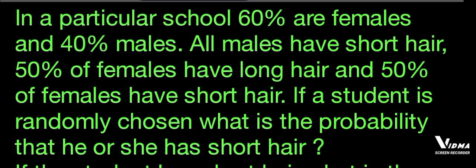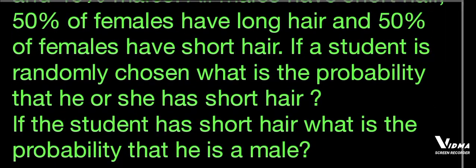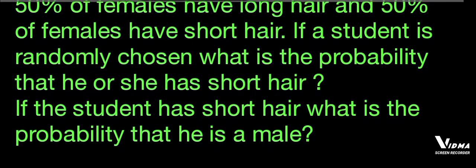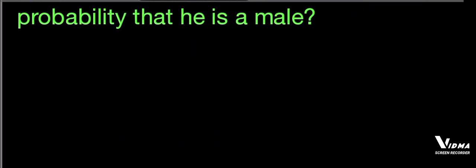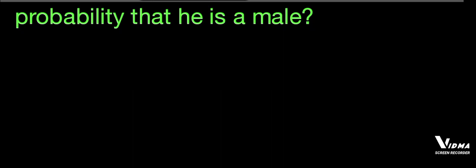In a particular school, 60% are females and 40% males. All males have short hair, 50% of males have long hair, and 50% of females have short hair. If a student is randomly chosen, what is the probability that he or she has short hair? And if the student has short hair, what's the probability that he is a male? So this is a very interesting question. Let me start my solution.